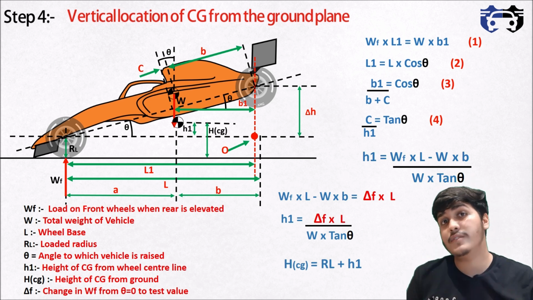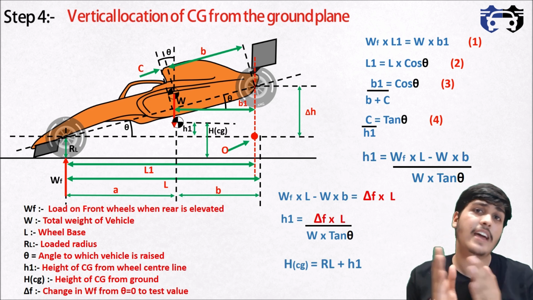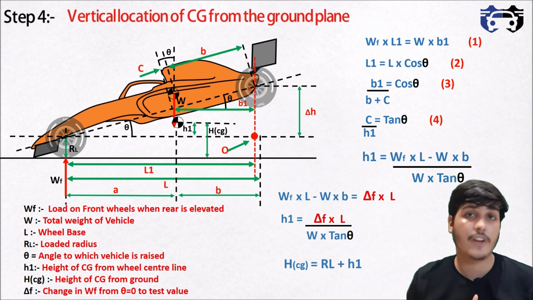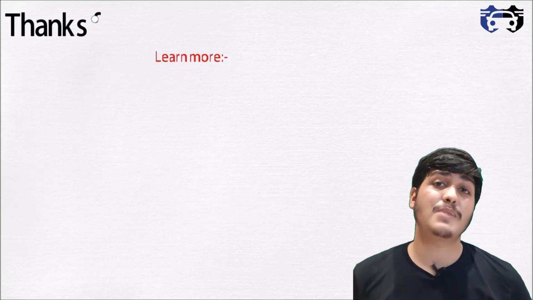And finding the location of CG is very important because it helps in analyzing the load transfer while braking, acceleration and cornering conditions. It also helps in studying the handling behavior of your car. So this is all about braking dynamics and center of gravity. This much for this video.